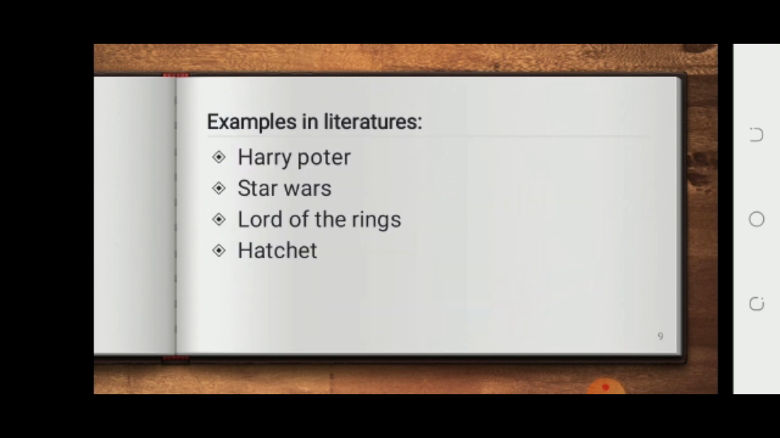So these are different examples which are also shown on the screen. These are examples of how symbolism is being used in literature. So there are some films, pictures: Harry Potter, Star Wars, Lord of the Rings. We can say how symbolism has been applied in literature through these films or movies.